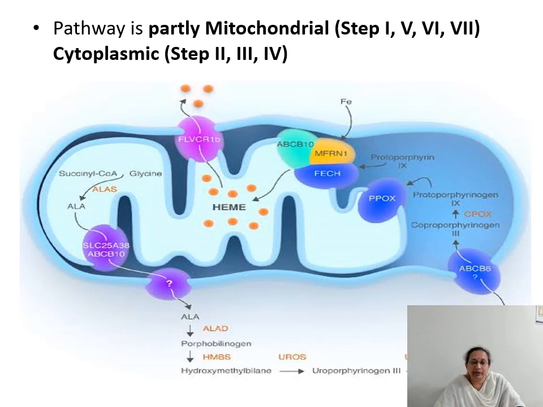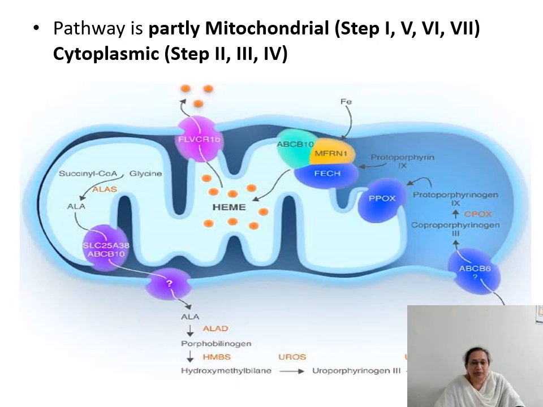Fine. And the pathway is partially mitochondrial and partially cytoplasmic. Totally, it consists of 7 steps in this process, and steps 1, 5, 6, and 7 are going to take place in mitochondria, and steps 2, 3, and 4 are going to take place in cytoplasm. So this division is very important, that is partially mitochondrial and partially cytoplasmic. As I said, it is partly mitochondrial and partly cytoplasmic. The first step is going to take place in mitochondria, right? So here there is a differentiation of how it is going to take place.